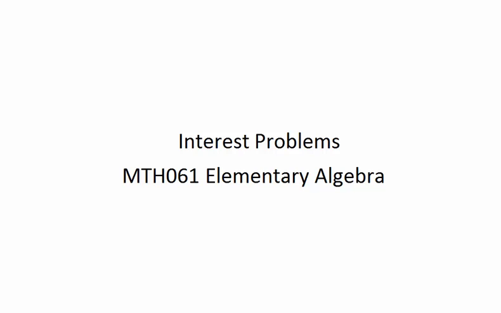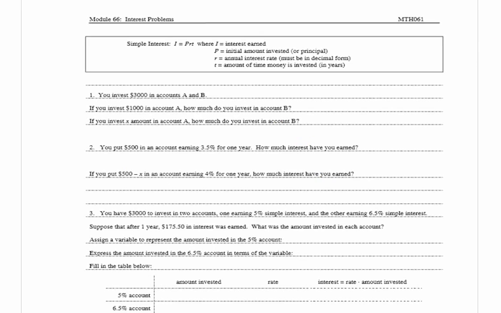In this video, we're going to look at interest problems. So the simple interest formula is I = PRT, where I is interest earned, P is initial amount invested, R is annual interest rate, and T is amount of time money is invested.